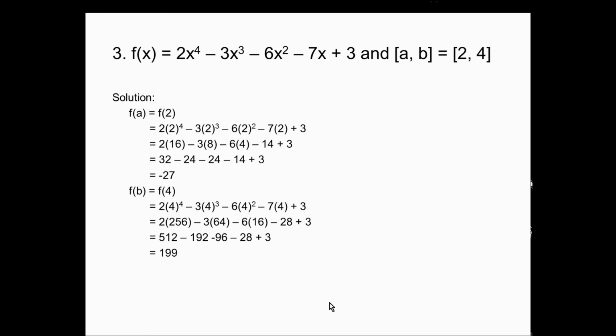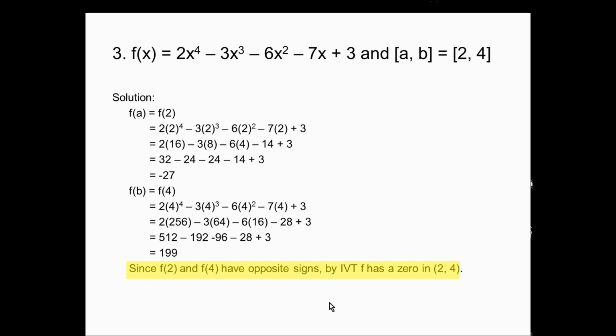So f of 2 and f of 4 have opposite signs. So the intermediate value theorem does say there is a 0 in the open interval from 2 to 4. Again, we don't know what it is. All we know is that there is one.